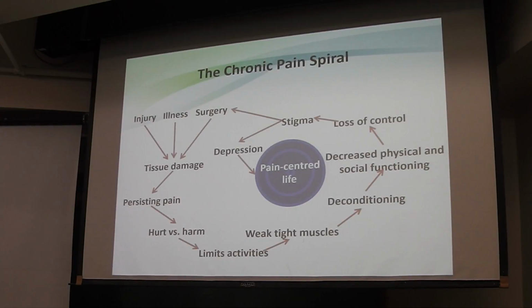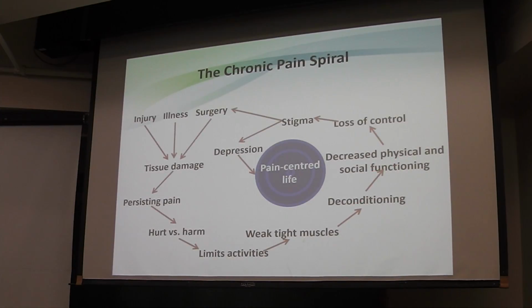And we call it the chronic pain spiral. So when there's been an injury or an illness like endometriosis, or they've had surgery that's been required for that ovarian cyst or that endometrioma, it causes tissue damage, and if persistent pain occurs, then they start to worry that this is a dangerous thing. It may not be harming them, but they start to worry that they shouldn't be moving. And so they limit their activities, and they develop tight, weak muscles like Bree just talked about. Then they start to limit their activities, and they get very deconditioned, both physically and socially.